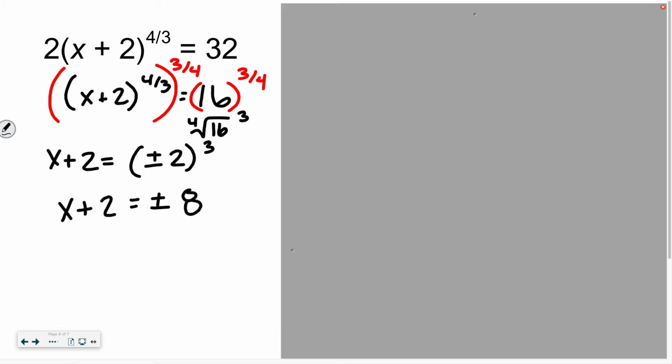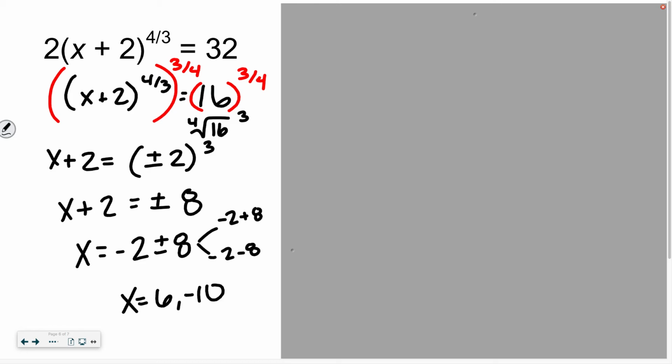And then we would subtract 2 from both sides. So x equals negative 2 plus or minus 8. One answer is negative 2 plus 8, and the other answer is negative 2 minus 8. So x equals 6 or negative 10. That's what I'm getting.